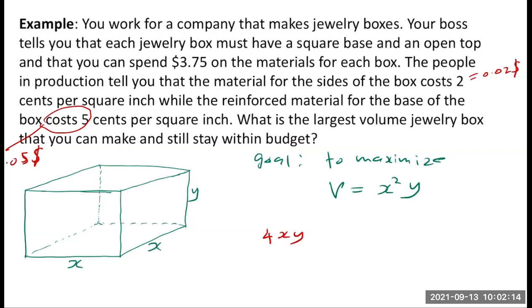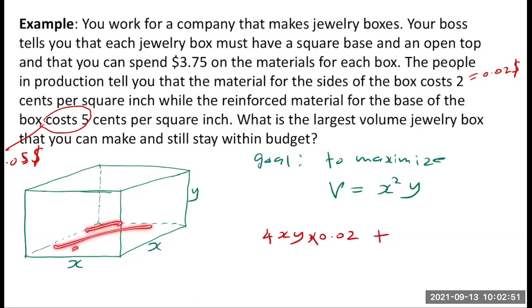That is the total area for the sides. This side, and then of course you have this side, and finally this side. This is the total area of sides, and then you need to multiply that by the unit price. The price per unit area is $0.02. So I'm going to multiply this area by $0.02 to find the total cost for my sides. This is multiplied by 0.02.